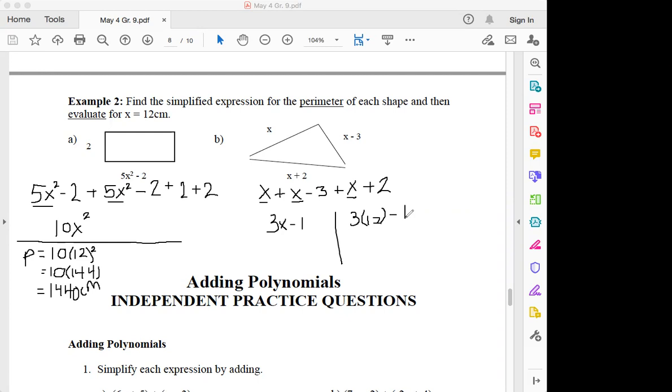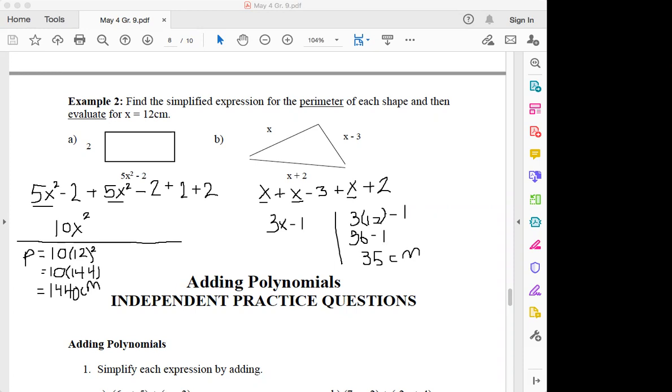So again, BEDMAS says that we look at brackets. There aren't really brackets. This is just there because it's being multiplied. Exponents, we don't have any exponents. And then we look at division or multiplication. So we do our multiplication first. So 3 times 12 gives us 36. And then we can do our addition or subtraction. So this comes to 35 centimeters. Okay, and that's it.